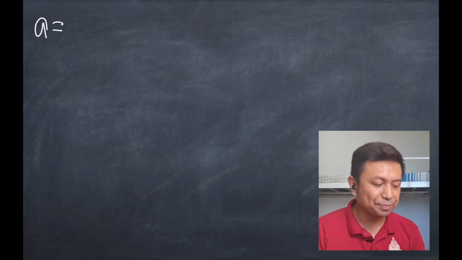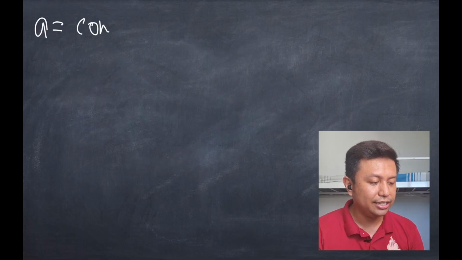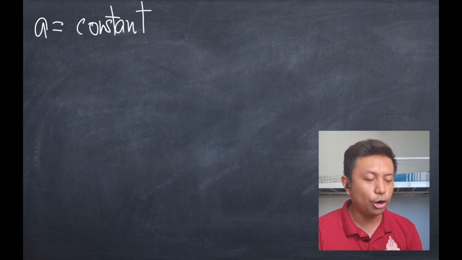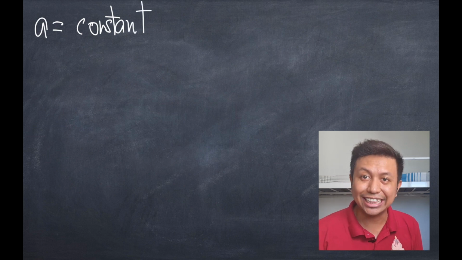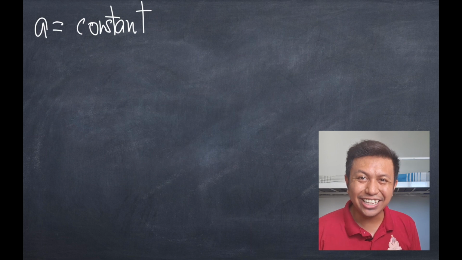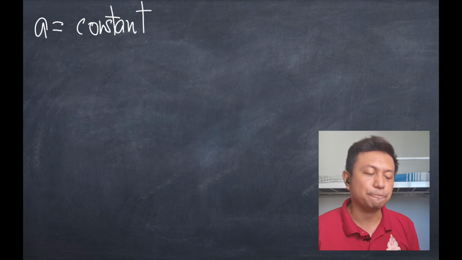Hi everyone, good afternoon. Now we're going to derive the kinematics equations, or the uniformly accelerating motion equations. We will be starting with acceleration. For these equations to work, acceleration should be equal to a constant. This is where the object is accelerating constantly, meaning the velocity is increasing at a constant rate.